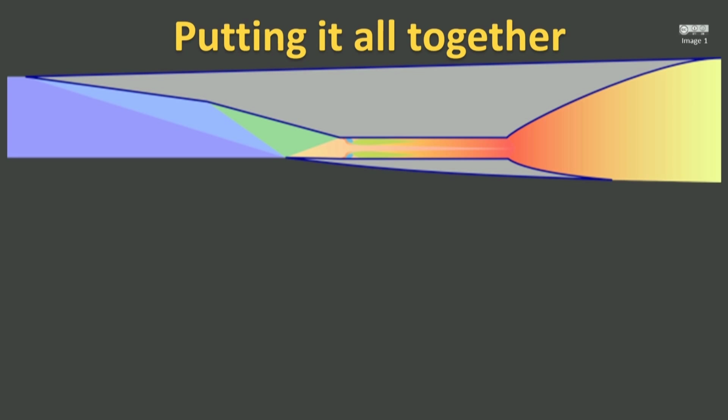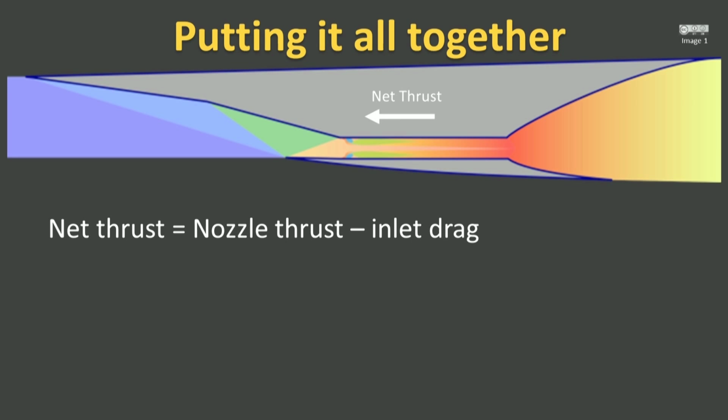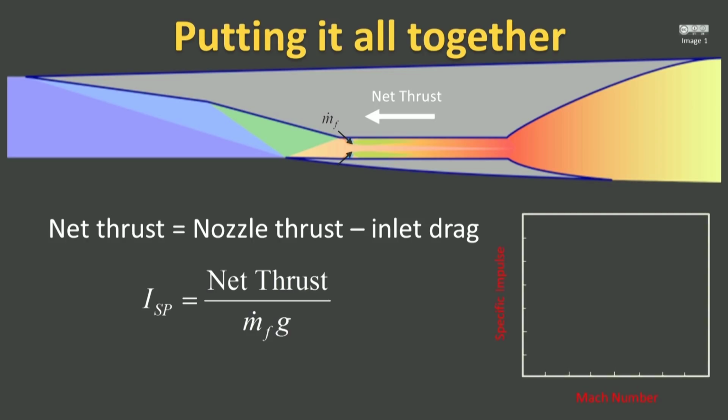Finally, you can put it all together. The net thrust of your vehicle will be your nozzle thrust minus the inlet drag, which will hopefully be greater than 0. Then you can find your engine's specific impulse ISP and your point on the ISP versus Mach number plot for the class.